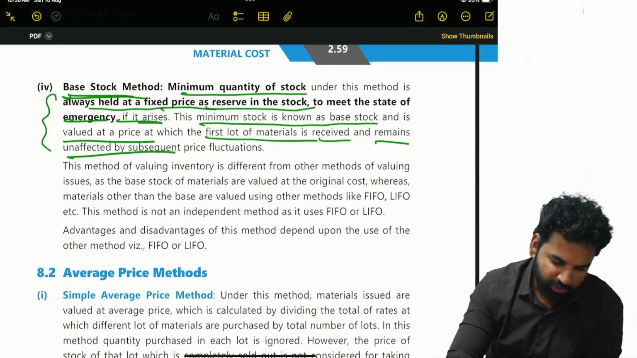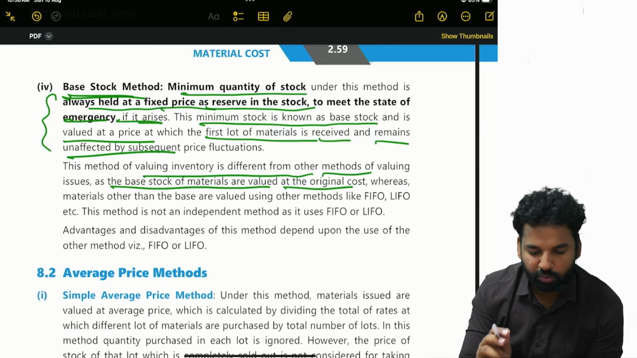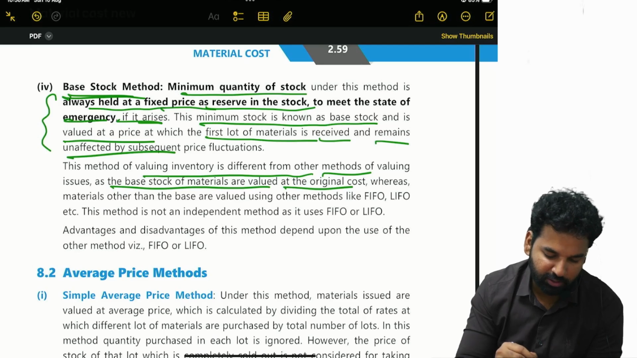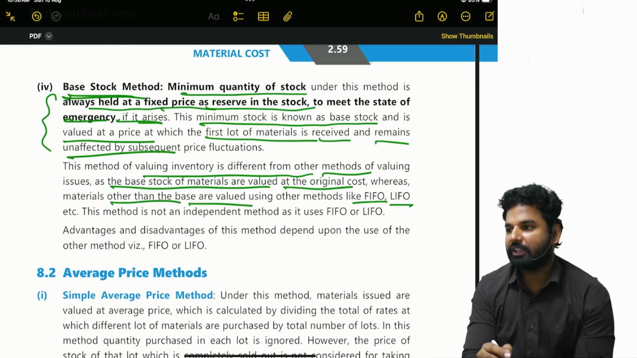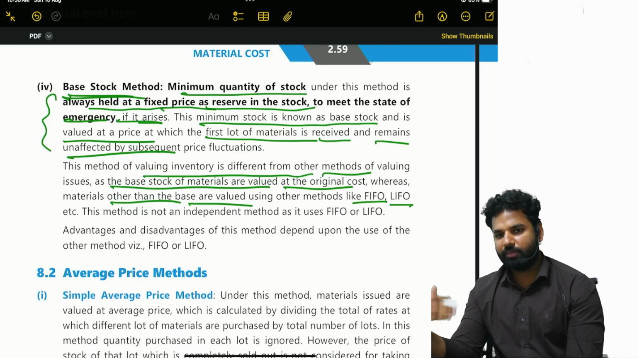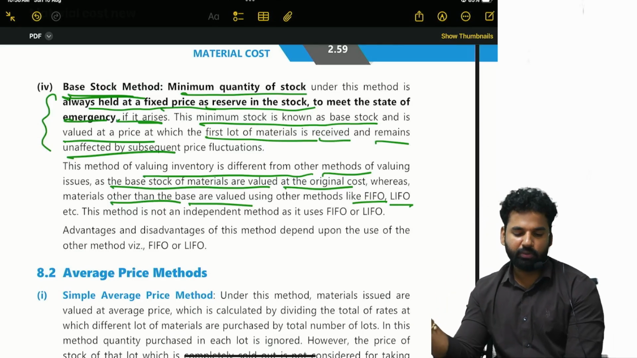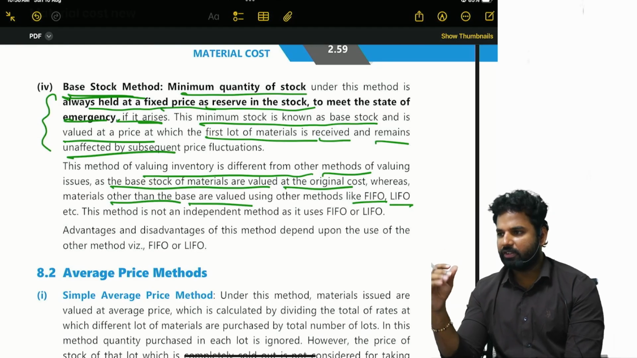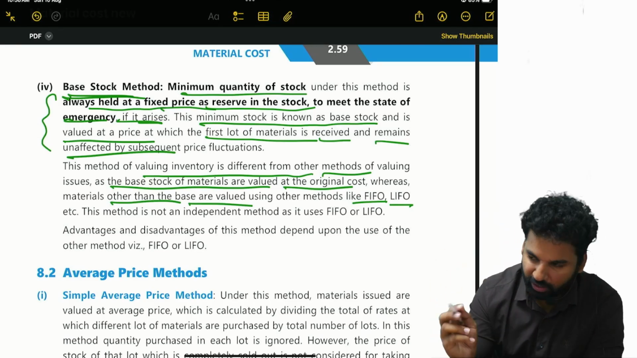This method of valuing inventory is different from other methods, as the base stock of materials is valued at original cost, whereas the materials other than the base stock are valued at FIFO or LIFO. Other than base materials, the receipts and issues that are coming and going will be valued at LIFO or FIFO, some other method. But the minimum quantity kept aside is valued at a fixed price.